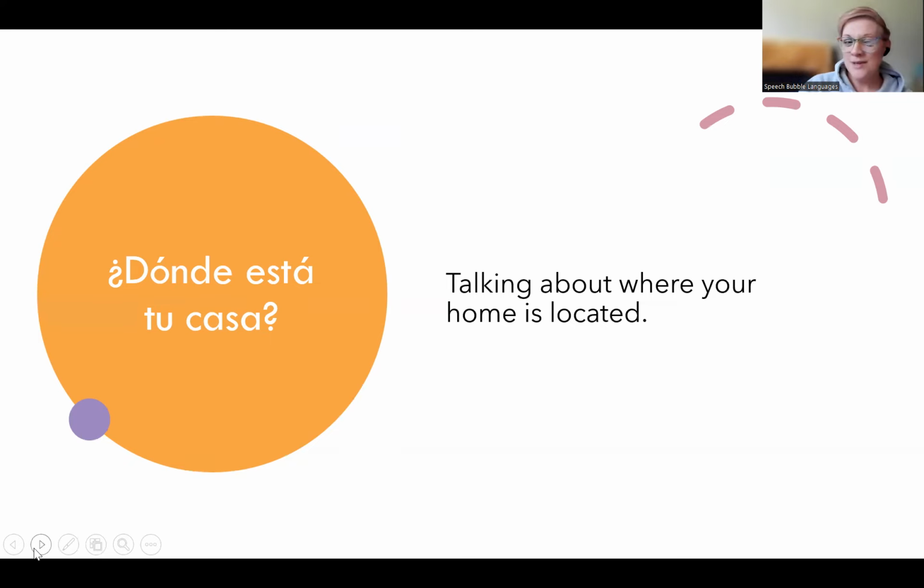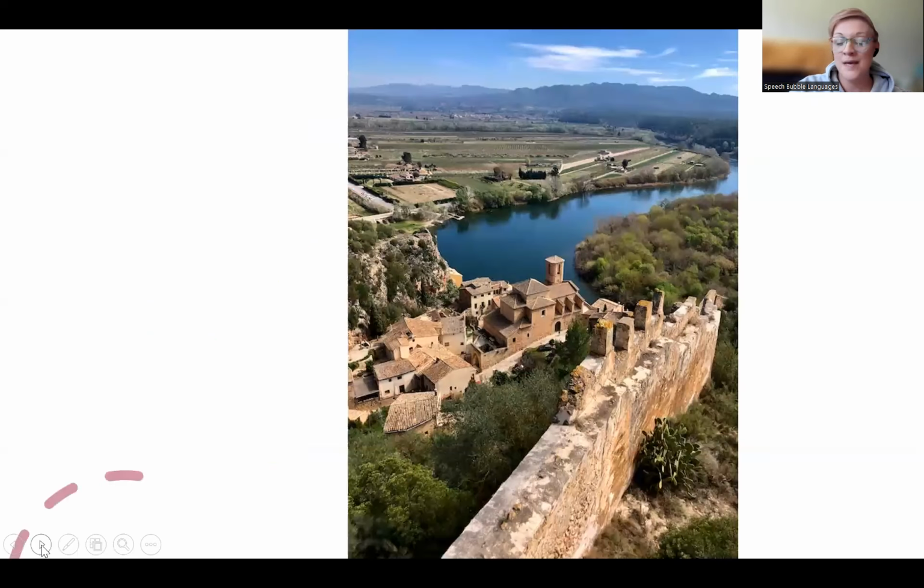So, what would we use in response to this? ¿Dónde está? We would use está to start off our answers. It is, using the verb estar to talk about location. Here's our first location to explore. ¿Dónde está? Where is it? Está en el campo. It's in the countryside. Can you say that? El campo. ¿Dónde está? Está en el campo.